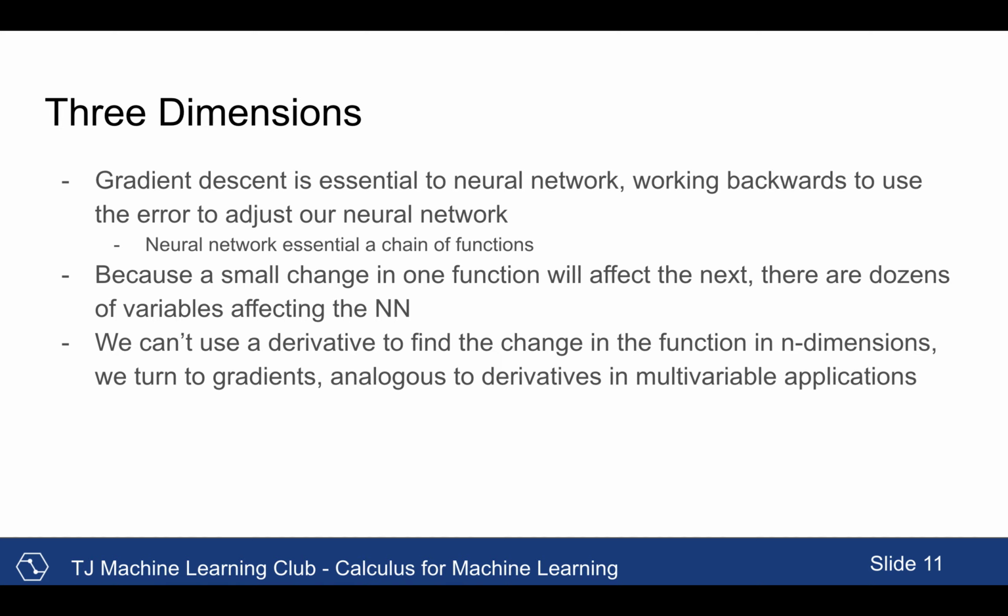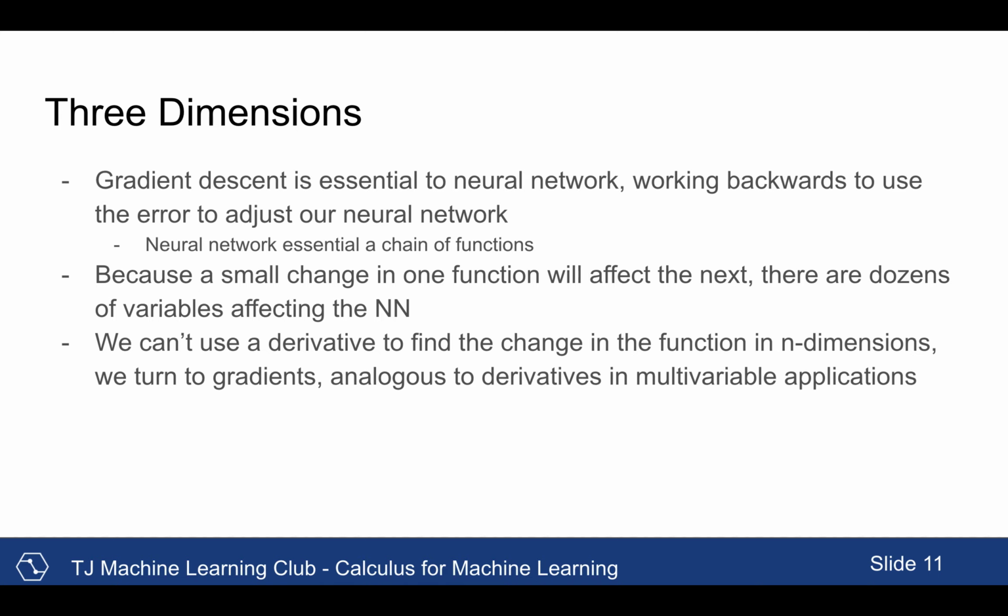And a neural network is essentially a chain of functions. And because a small change in one function will affect the next function, there's dozens of variables affecting the neural network. This is sort of analogous to the chain rule, how we have to account for the small mini functions affecting the larger function instead of just taking the derivative of the whole thing. If that didn't make sense, just ignore it.